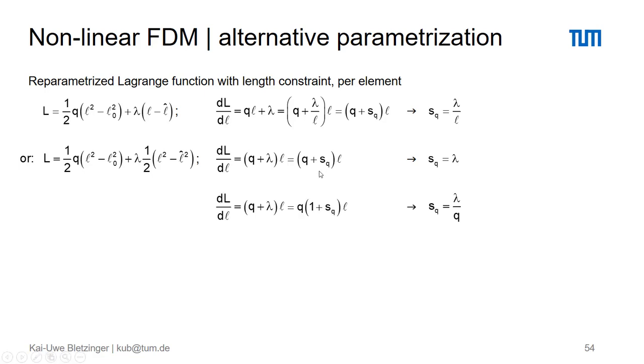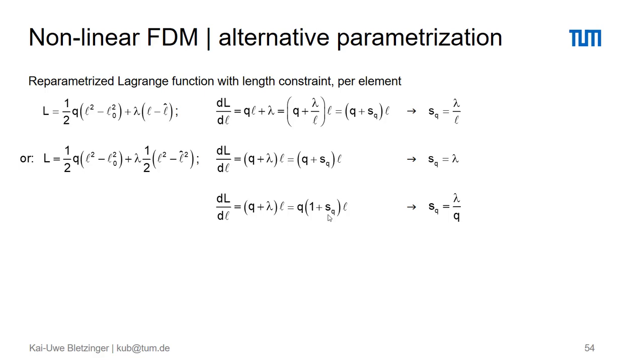Alternatively to what we see here, we can also write it like that. So this is another notation of the modifier: the modifier is introduced as the scaling factor of the initially given force density. And then this modifier is identified to be the Lagrange multiplier over Q. This choice of reparametrization has a certain advantage. It simply means that we can now introduce the same scaling factor s_Q for different elements and different force densities. So by this notation we can simultaneously scale all initially given force densities to reach our goal.